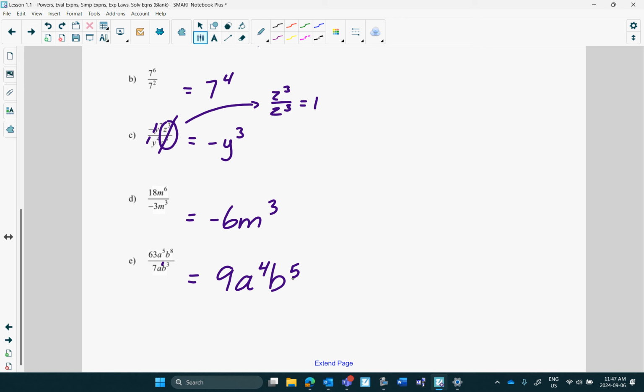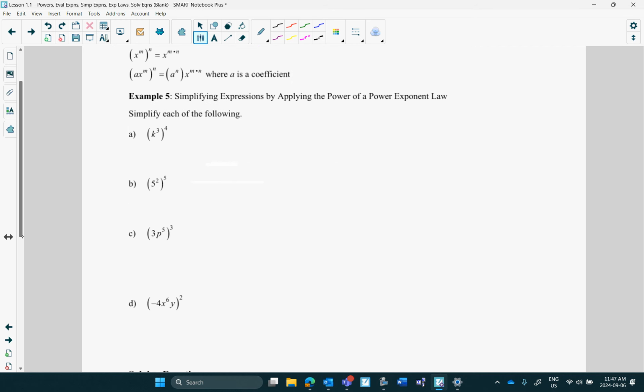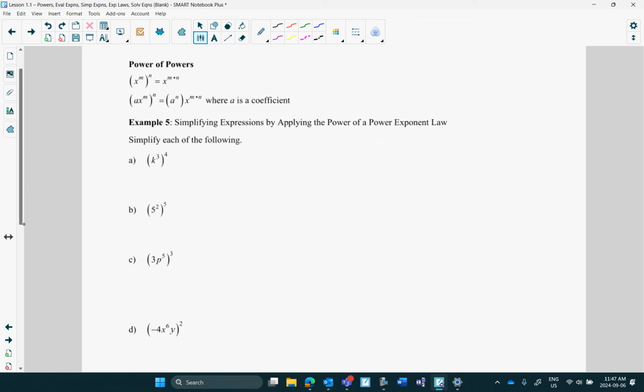And the last exponent law we looked at: what happens when you take one power and you raise it to another power? You multiply the exponents, right? What happens if there's a coefficient inside with it? Well, you've got to take that number and raise it to the exponent, and then do the power of a power law. That's something that students often miss, so you got to be careful with that.